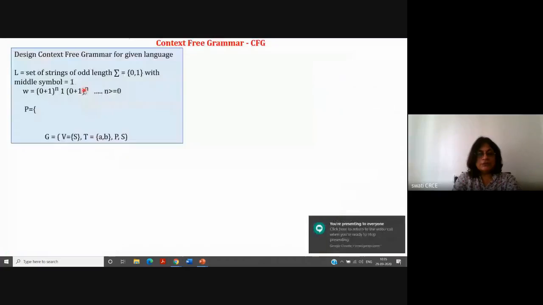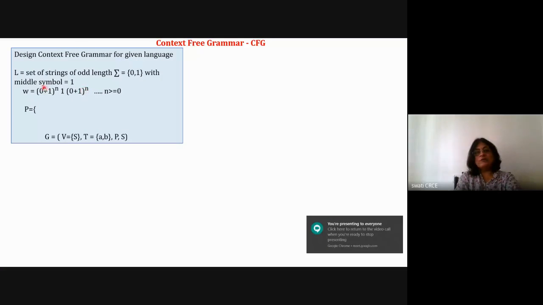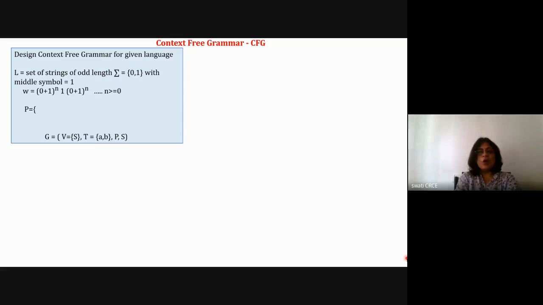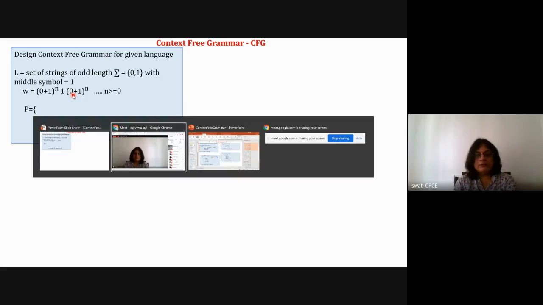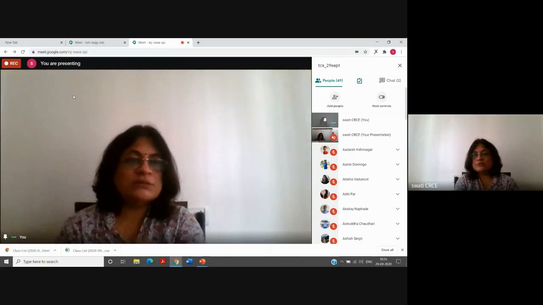The question is this, that set of strings of odd length, and the middle symbol is 1. So I can identify my word may have either 0 or 1 here, but one symbol here corresponding one symbol here. To the left hand side there can be 0, to the right hand side there can be 0 or 1. To the left hand side there can be 1, right hand side can be 0 or 1. So anyone can suggest me what to write? Write your answers in chat box.